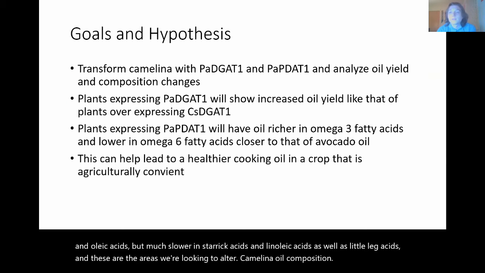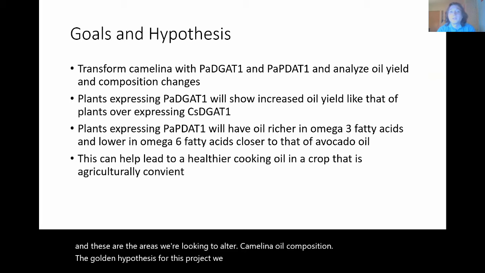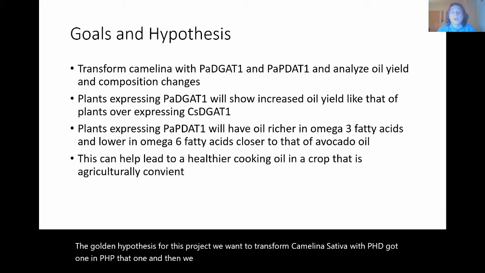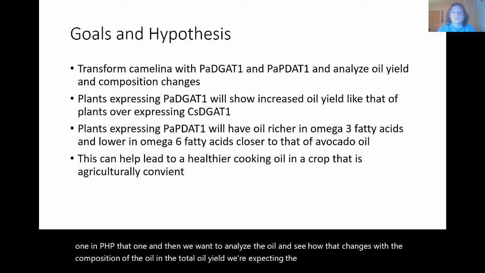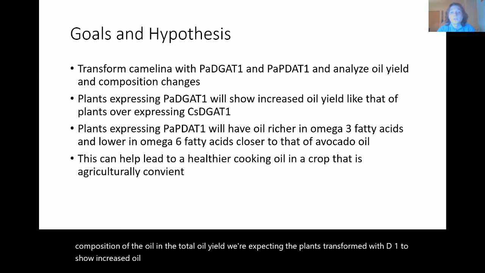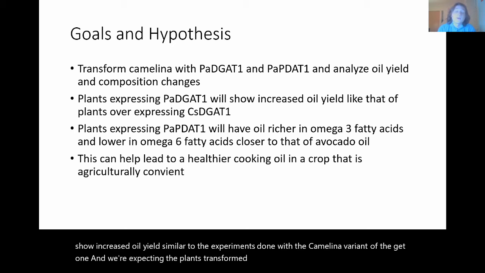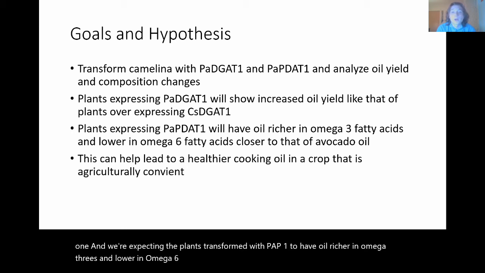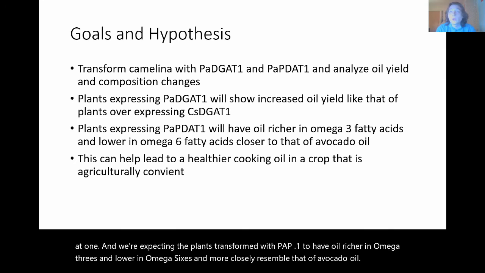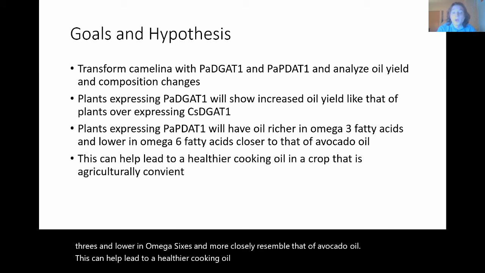So the goals and hypothesis for this project: we want to transform Camelina sativa with PA-DGAT1 and PA-PDAT1, and then we want to analyze the oil and see how that changes both the composition of the oil and the total oil yield. We're expecting the plants transformed with DGAT1 to show increased oil yield, similar to the experiments done with the Camelina variant of DGAT1, and we're expecting the plants transformed with PA-PDAT1 to have oil richer in omega-3s and lower in omega-6s and more closely resemble that of avocado oil. This can help lead to a healthier cooking oil or a crop that can be used for biofuels in the future.